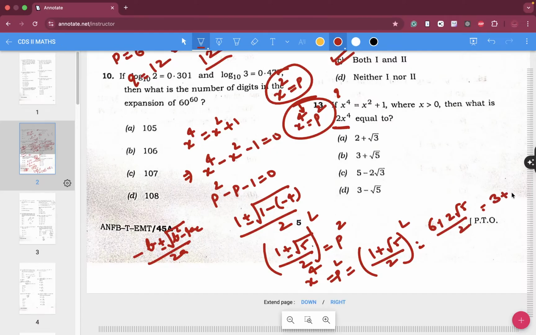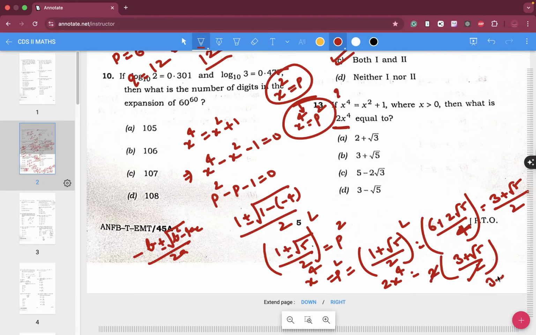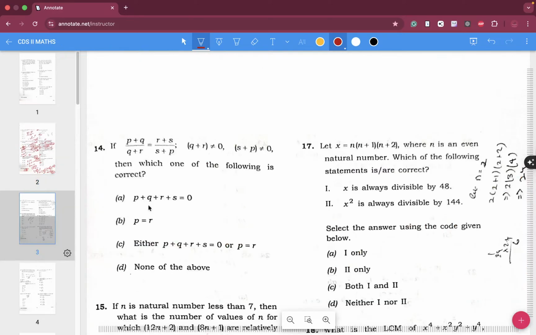Otherwise you can also write it like this particular value over here. You will be getting 4, and then whole into 2. If it is confusing, this is going to be the value of x raised to the power 4. Now 2x raised to the power 4 is going to look like 2 into 3 plus root 5 by 2. So this one gone, this one gone. You will be having 3 plus root 5. So in that case, B over here is going to be the correct answer, folks. Easy, very easy, right?